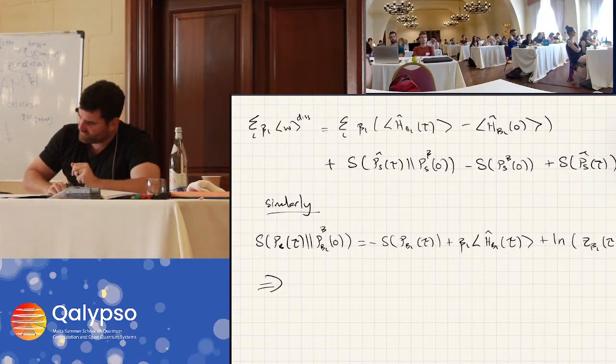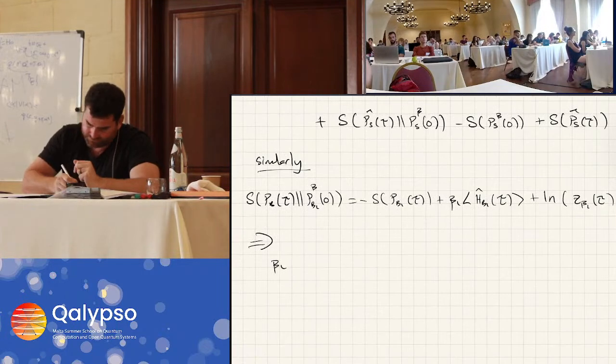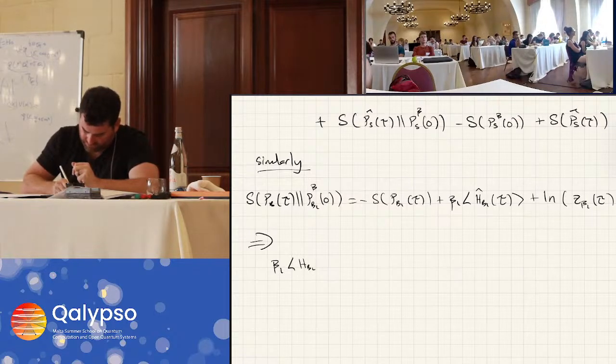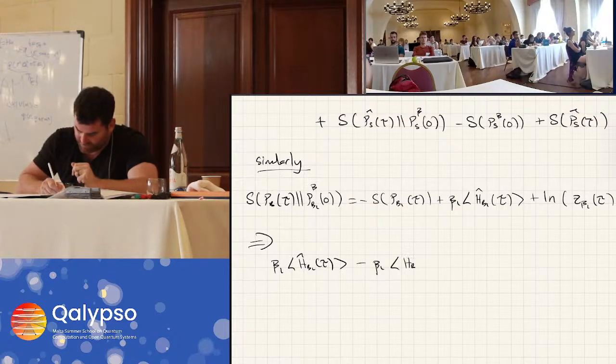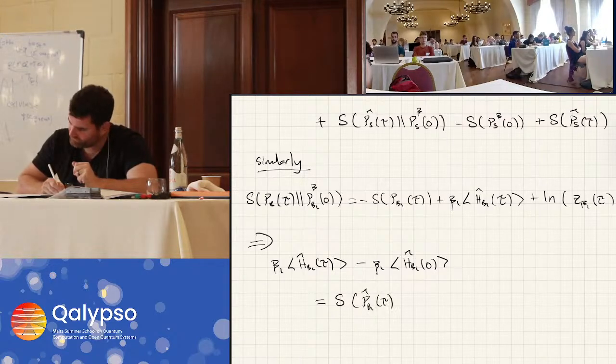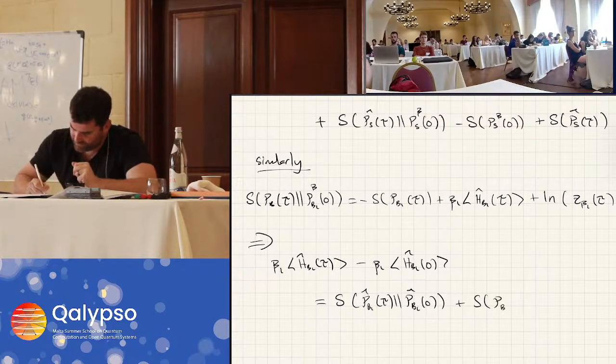So, putting it all together, you find that beta_L H_BL(tau) minus beta_L H_BL(0) is equal to the relative entropy of rho_beta_L(tau) with its initial state, plus S of rho_beta_L(tau) minus S of rho_BL(0).